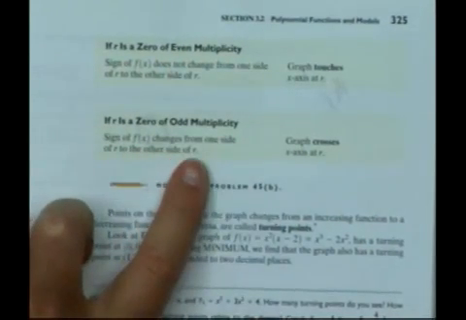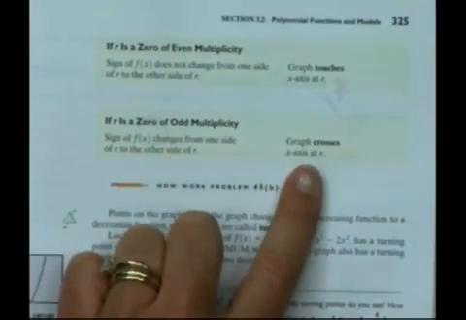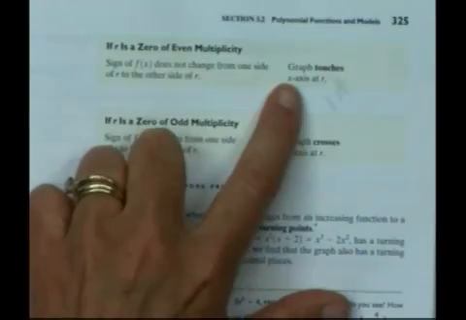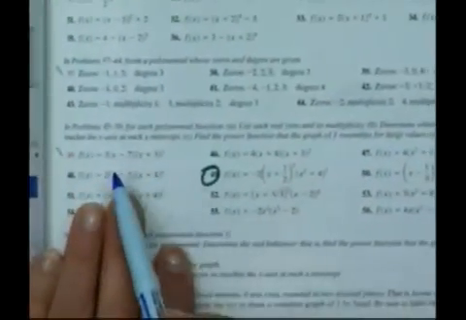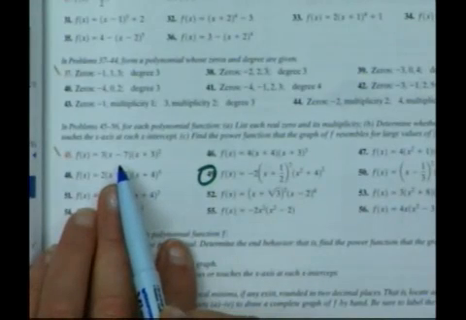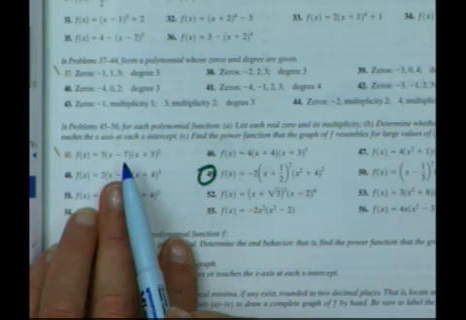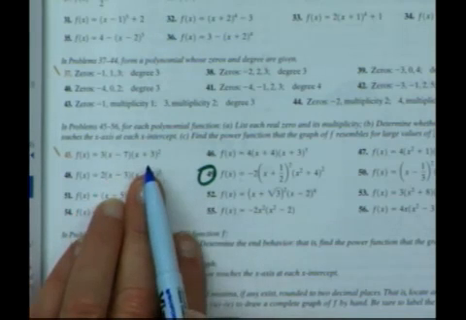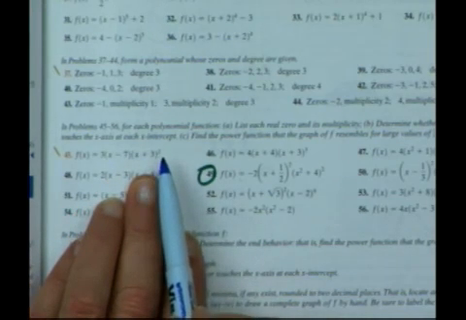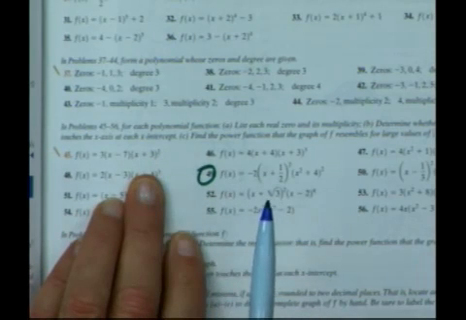with some examples, back on page 325. If R is a 0 of even multiplicity, and if R is a 0 of odd multiplicity, if it's odd multiplicity, it crosses. If it's even, it touches. All right, so in our example, number 45, 7 is of multiplicity 1, so is it going to cross or touch? Cross. And negative 3 is of multiplicity 2, so it's going to touch and go back around.